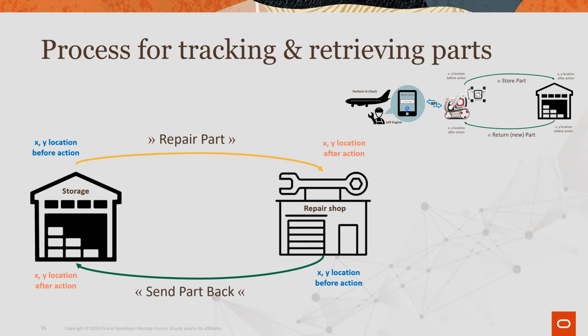And in the repair shop there are two outcomes at this point. One is that if it can't be repaired, then it may be decommissioned, and when it's repaired, the part is sent back to the storage. In this case, the repair shop can be the one, for example, with the engine from Rolls-Royce, which can be in a different country.